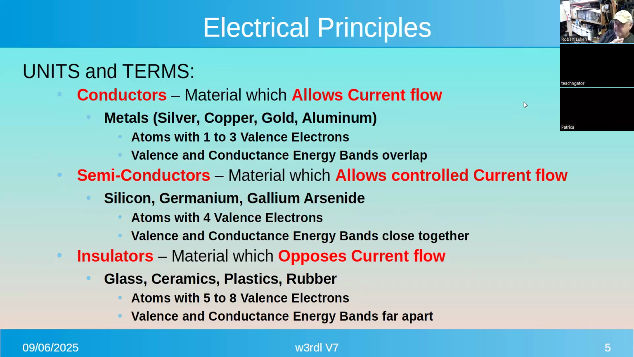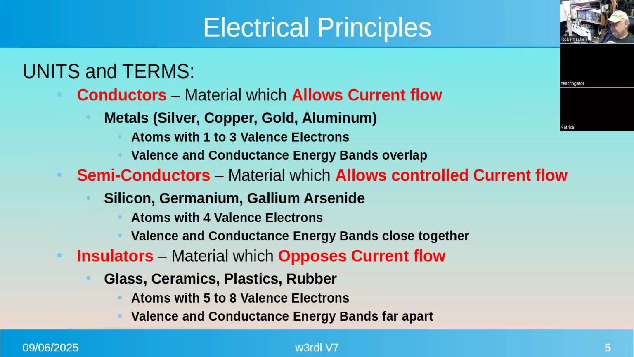We'll talk about conductors, which are materials which allow current flow. Typically, it's a metal, silver being the best, copper next, gold next, then aluminum, and then others like iron and stuff, which are not nearly as conductive. The one thing that metals have is atoms that only have 1 to 3 valence electrons. That's an electron in its outer shell. So they're very easy to energize and become a free electron.